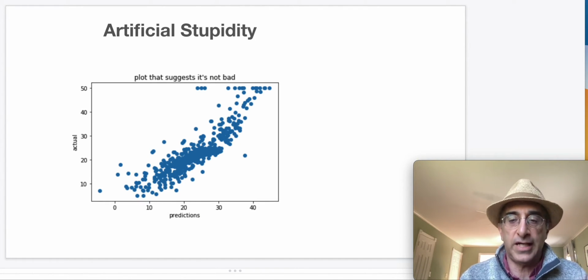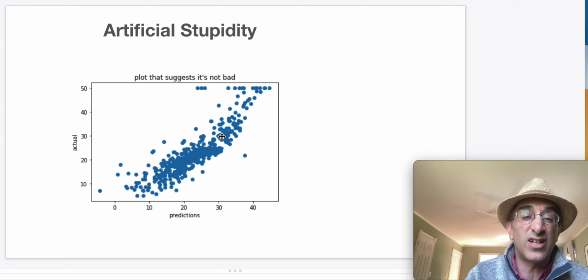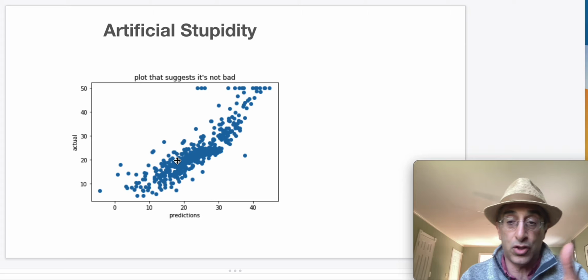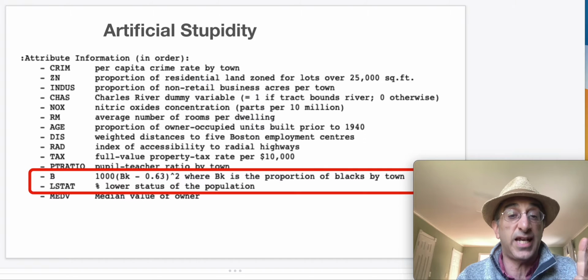Here is Boston housing data to determine house prices and how much you can get for a loan. Looks like we have a really good correlation here. There's a straight line going up. It's a pretty good linear correlation. Hey, this is good work. Our artificial intelligence isn't working. But is it? Let's look at the data.